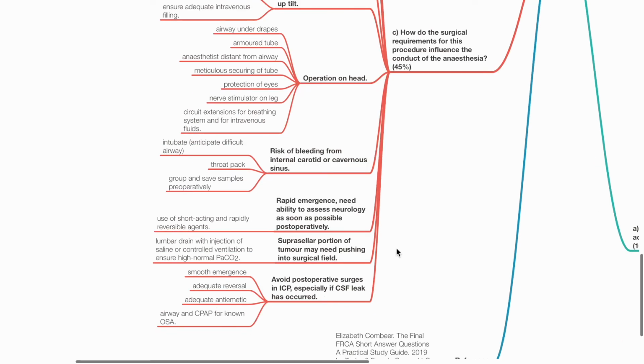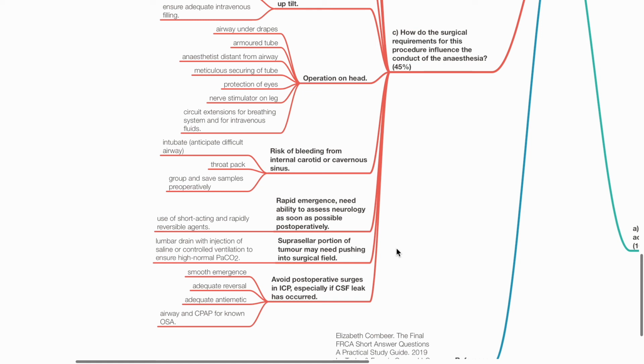Bleeding from internal carotid or cavernous sinus may occur. It is recommended to intubate the airway and place a throat pack and ensure group and save blood samples are ready preoperatively. Rapid emergence and need for ability to assess neurology as soon as possible post-operatively necessitates use of short-acting and rapidly reversible agents.